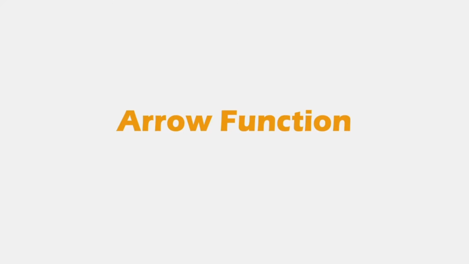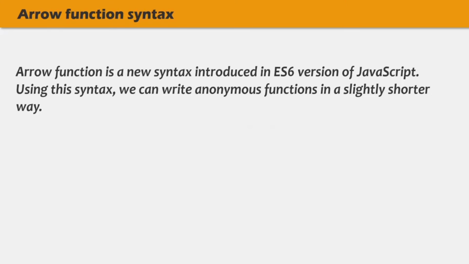Hello and welcome back. In this lecture, we are going to talk about arrow function syntax. Now, arrow function is a new syntax which is introduced in ES6 version of JavaScript. And using this syntax, we can write anonymous functions in a slightly shorter way. Let's try to understand this with an example.